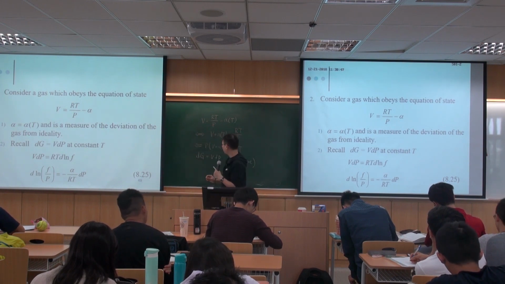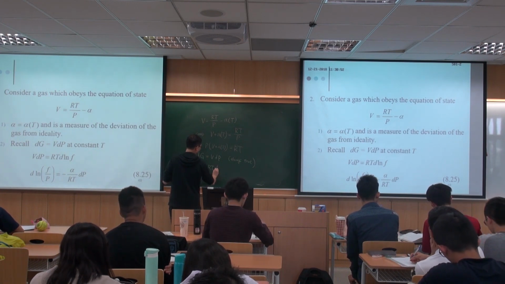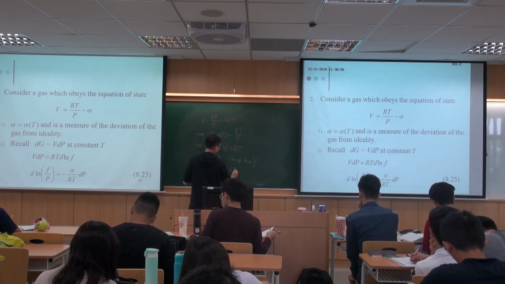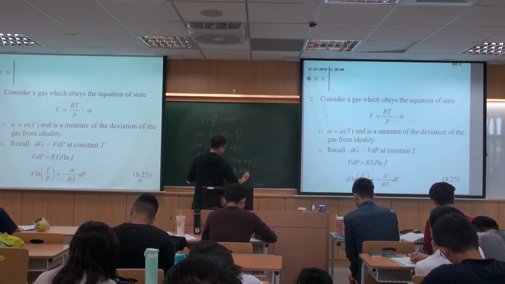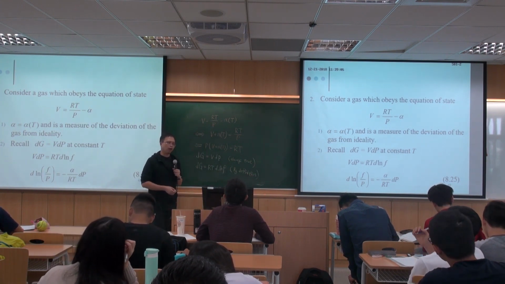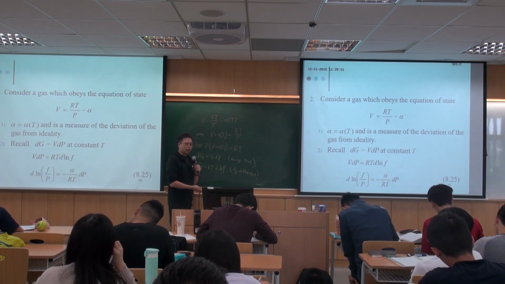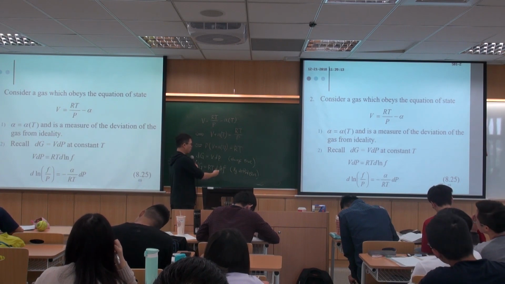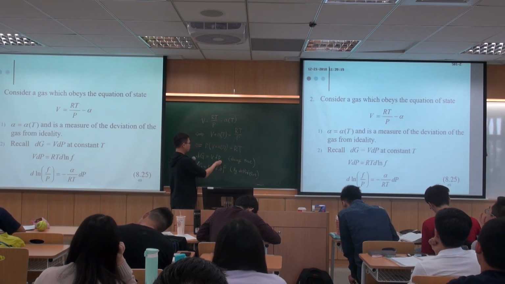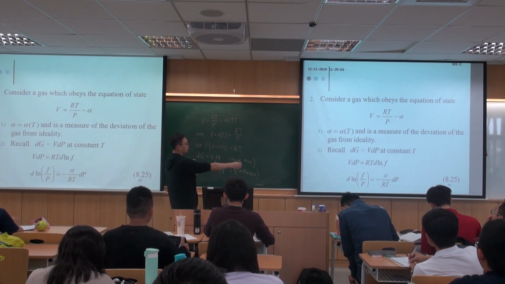And also, by definition, we know that dg is RT d log F, and F is fugacity. Because we're dealing with non-ideal gas, that's the reason why we cannot write it as d log P. So we use d log F. So this is by definition. This is always true. And so we can link these two together, and that's the reason why you have the equation here.